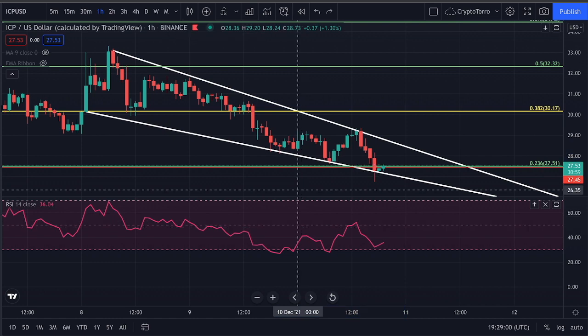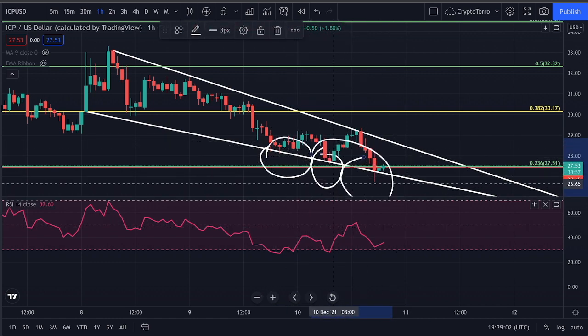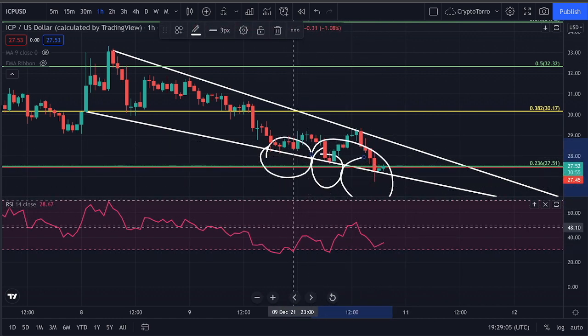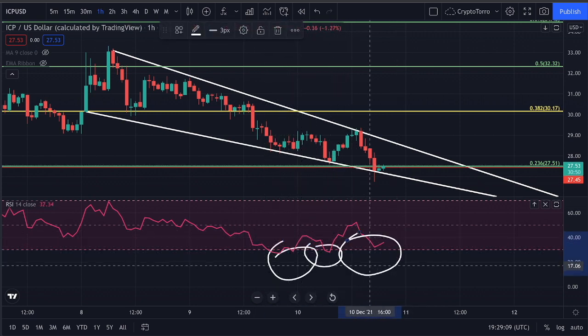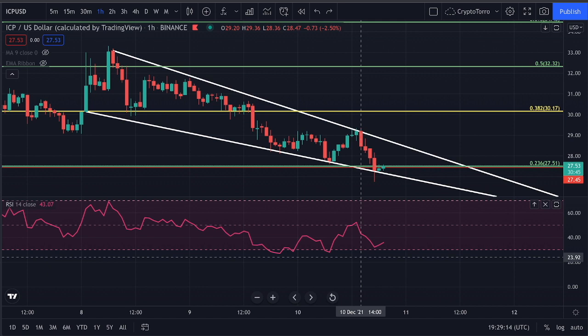Clearly, we have seen a lower low, lower low, lower low, and what we have seen on the RSI is actually the opposite taking place. We have seen this higher low, and even one more higher low. Therefore, we are right now seeing a bullish divergence taking place.